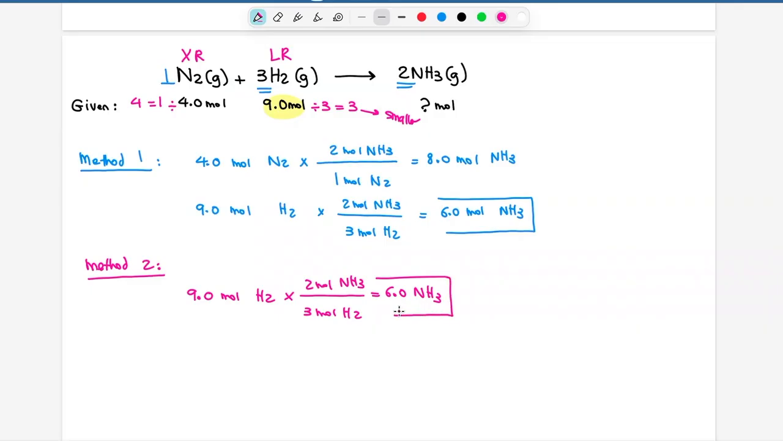So using method number 2, you don't really have to do the stoichiometry to go from both reactants to the products. You can right away find the limiting reactant. And once you find the limiting reactant, you can just use the stoichiometry for that to get to the amount of products that you want. All right, so this was a very short video.